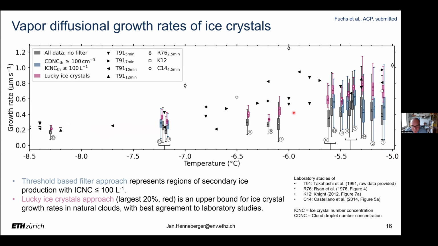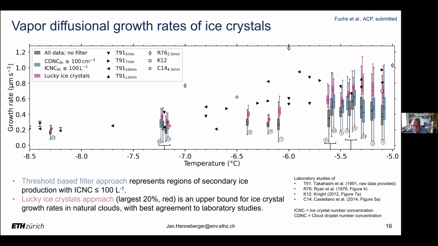He also then compared this to literature data, laboratory measurements. So all the literature is the black dots, and our measurements are in the box plots. The gray box plots are all our data, where the growth rates are quite lower than measured in the lab, because we have a limited water supply. First thing was in blue, he applied a threshold-based filter approach, where he only looked at the parts of our plume where cloud droplet number concentration are above 100 per cubic centimeter and ice crystal number concentration are below 100 per liter.